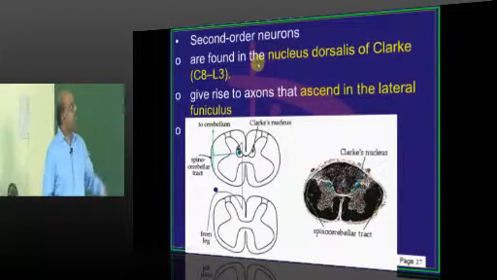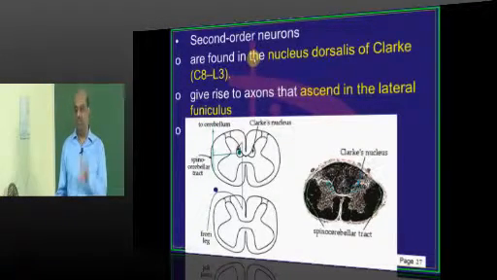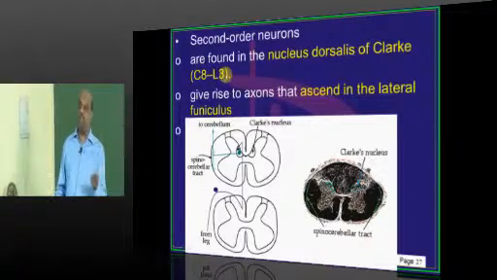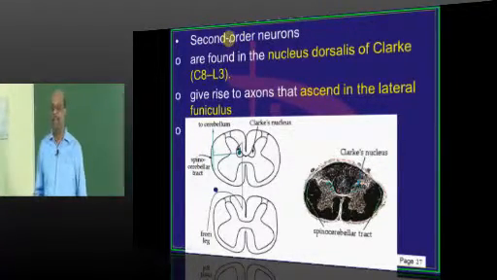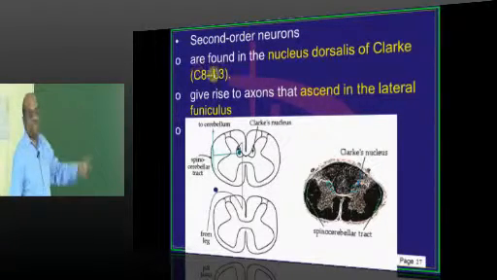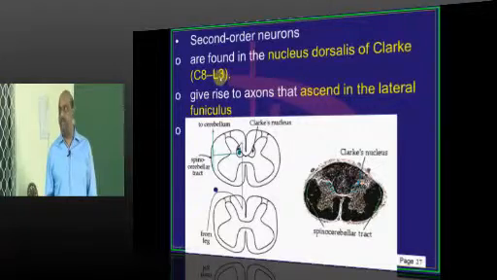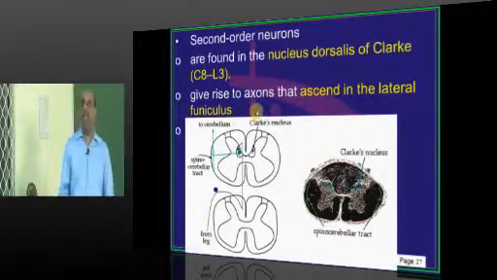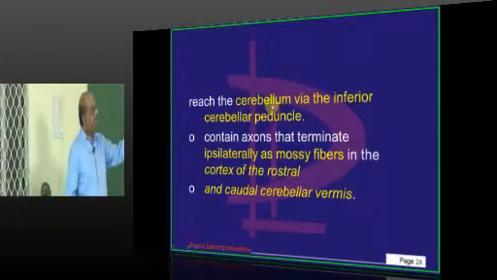Then second order neurons, where are they located? This is an interesting question. If this is an isolated MCQ, we can't answer it in the exam. What is the second order neuron of the dorsal spinocerebellar tract? If the examiner is very cruel, he can ask this. It is the nucleus dorsalis of Clark, C8 to L3, for unconscious proprioception. And that gives rise to the lateral funiculus, the white matter part, and it will reach the cerebellum.